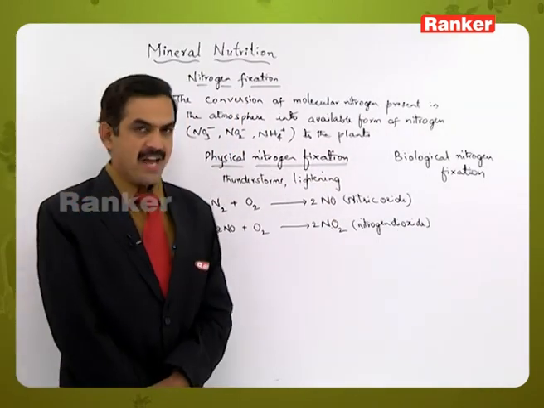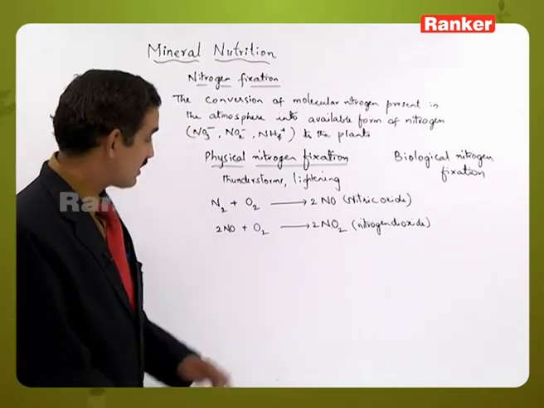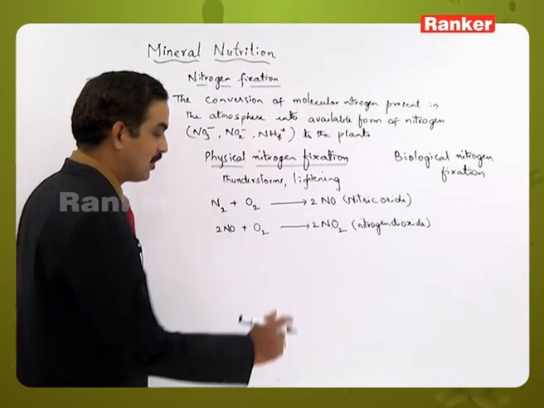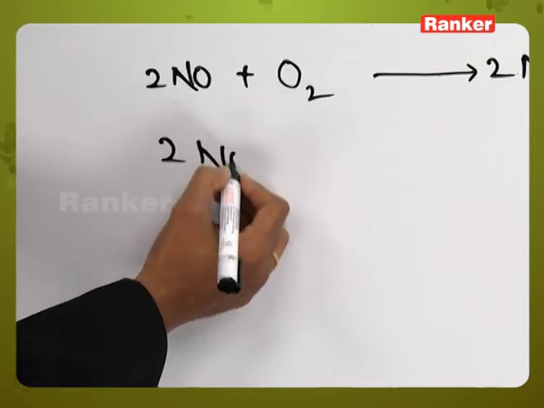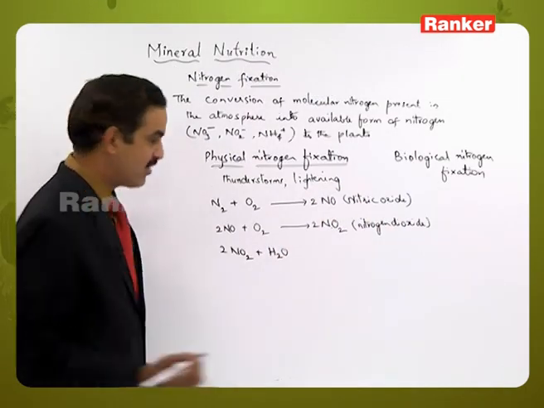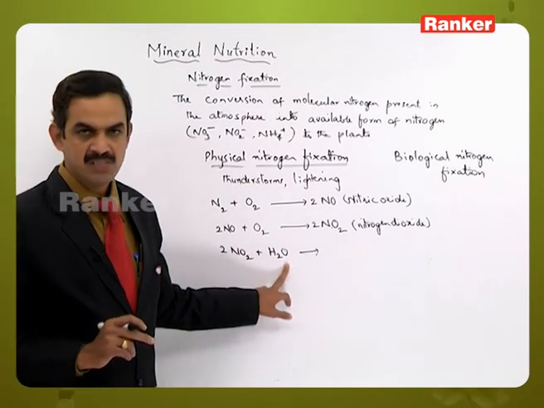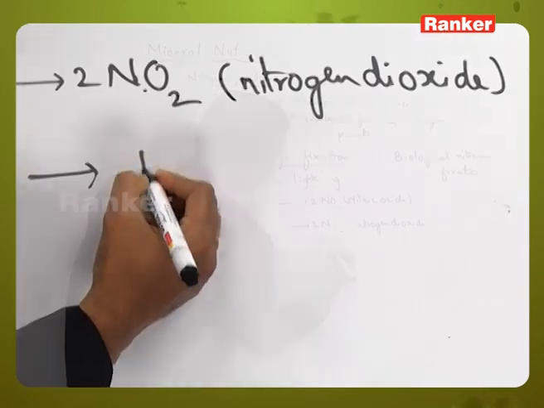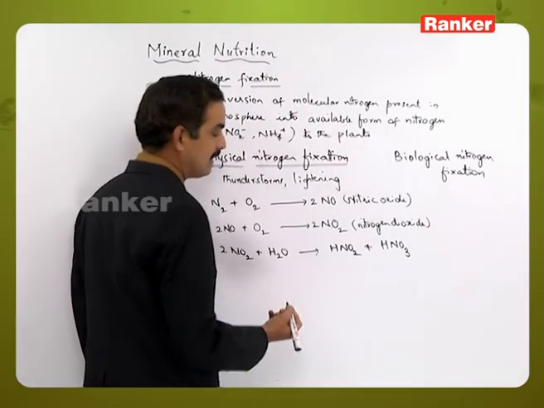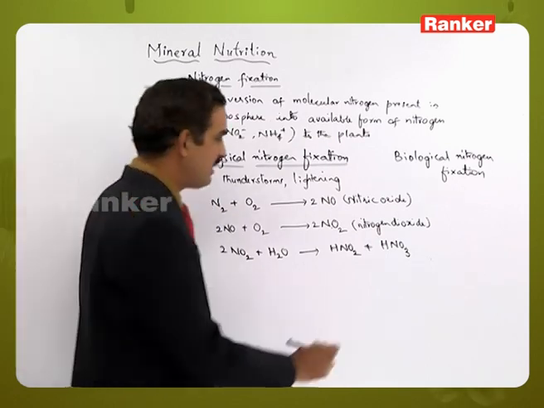So whenever the rain falls or some moisture is available in the atmosphere, that will react with the nitrogen dioxide so formed and will come down in the form of acid rain. That is shown here: two molecules of nitrogen dioxide will react with the water available in the form of moisture or rainfall, and will be converted into HNO2 and HNO3. So in this process, nitrous acid and nitric acid will be formed.